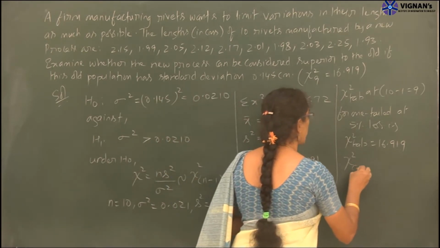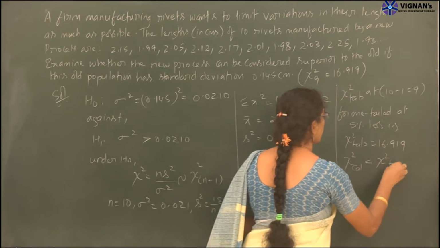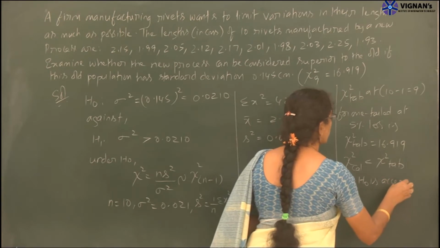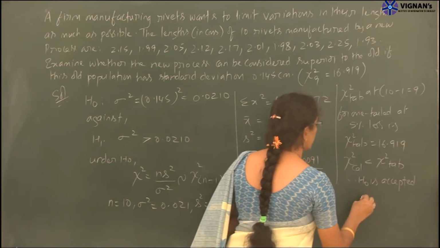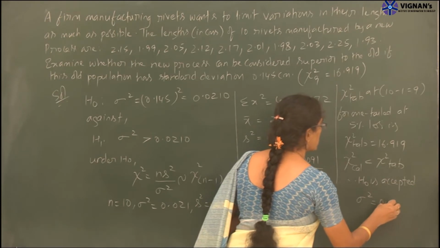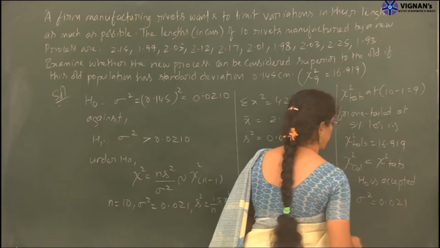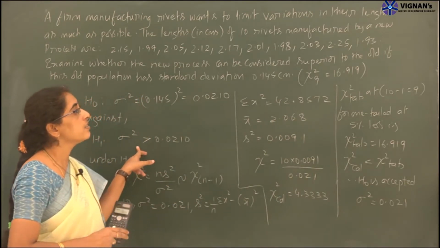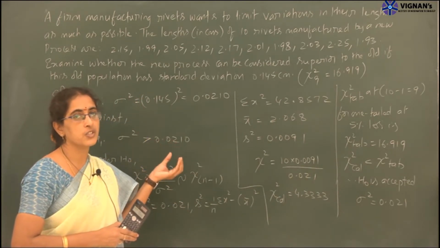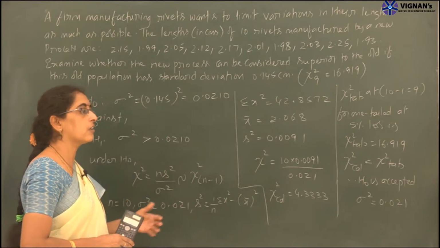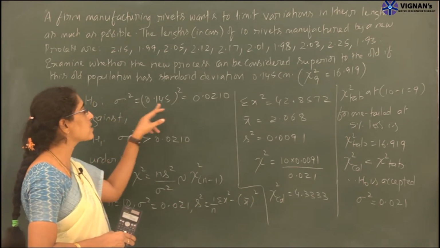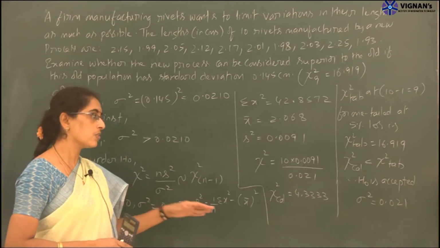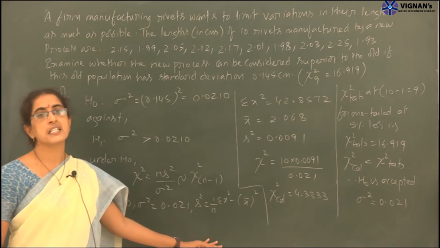So chi square calculated is 4.3333 and chi square tabulated is 16.919. That means chi square calculated is less than chi square tabulated. Therefore H naught is accepted. H naught is accepted means sigma square is equal to 0.021. That means we are rejecting the alternative hypothesis, that the new process is superior to the old. So the conclusion for this problem is sigma square is equal to 0.0210 centimeters. So that's about the test statistic for single variance.